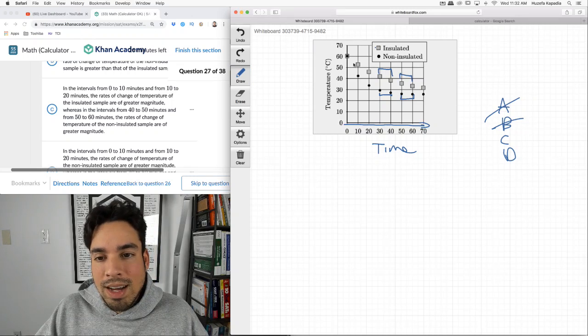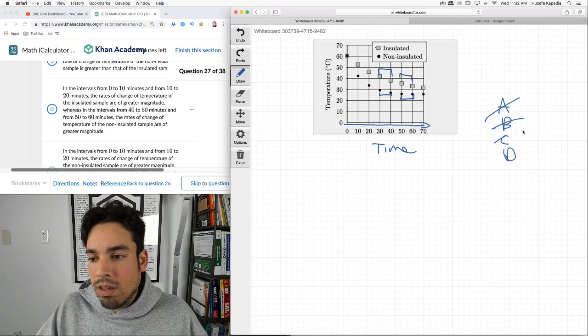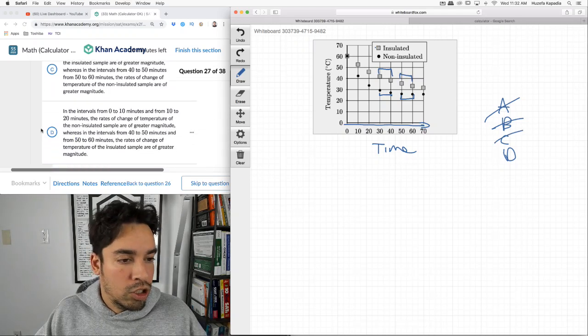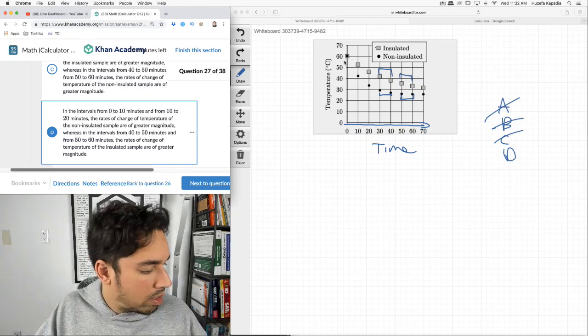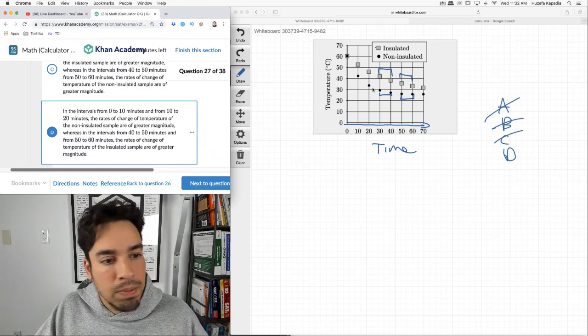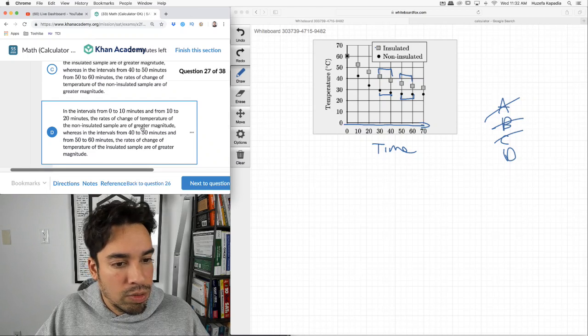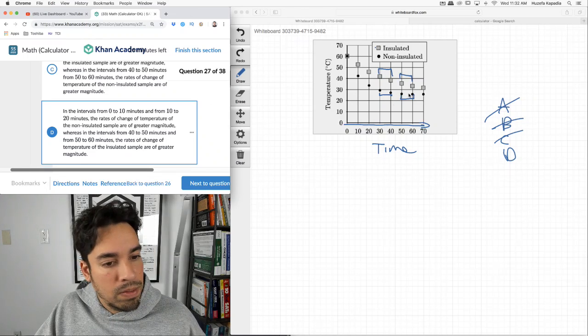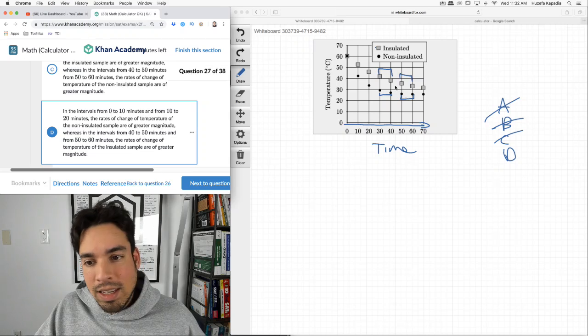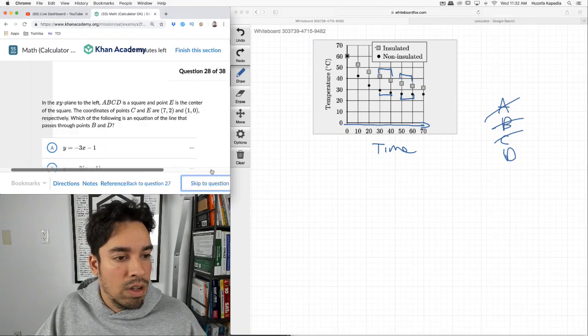No. Non-insulated is greater. C is out. It's D. But let's double check anyway. In the intervals from 0 to 10, rates of temperature change of the non-insulated are greater. Yes. Whereas in the intervals from 40 to 50 and 50 to 60, yep, rates of change of the insulated are greater. Yeah, it's D. Good.